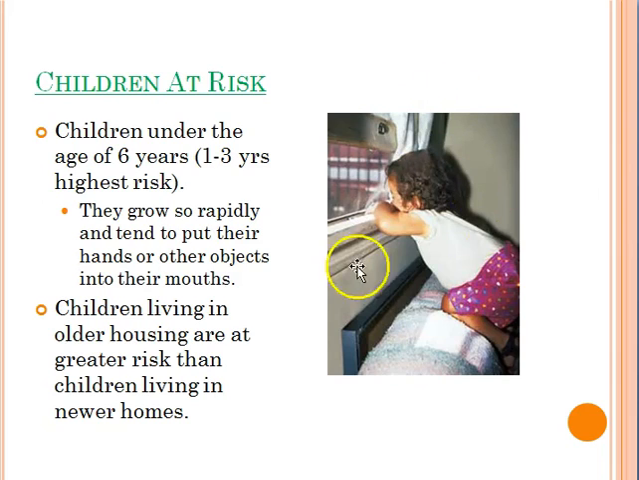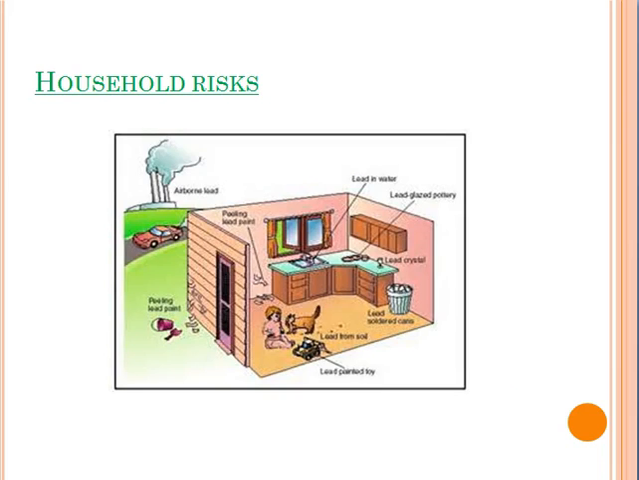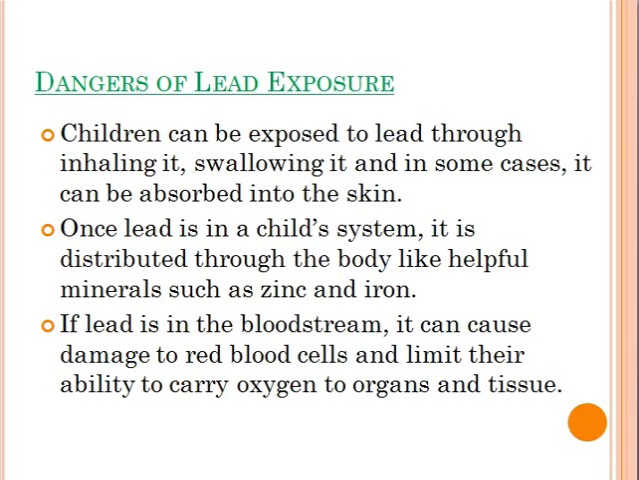So we see this little one here kind of chewing on the windowsill, looking out the window. Kids that are at highest risk are going to be between 1 and 3, although kids under 6 years of age we see most often for those that have lead poisoning. Again, as we said, everything that goes into their mouth, and therefore just chewing on the windowsills, paint chips, all of those things increase the risk for lead poisoning. So this just gives you a picture of some of the exposures to lead for a child.